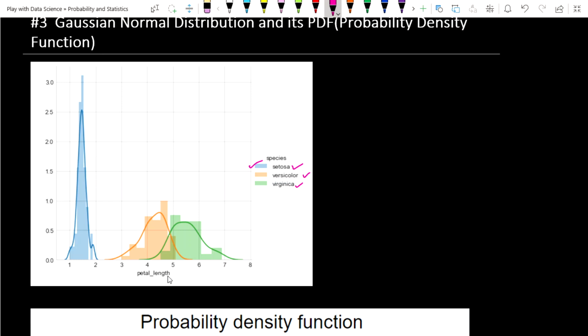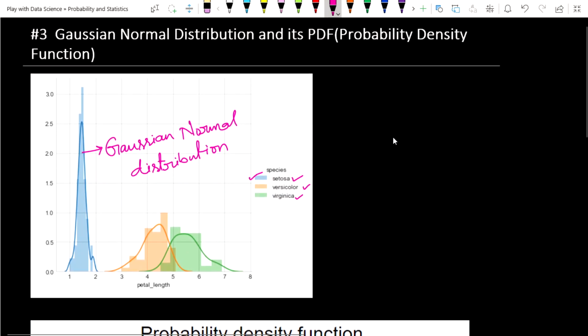Just see the petal length. I have drawn the petal length distribution functions. So this is a similar kind of Gaussian normal distribution function. Just see these pictures. This is the similar kind of Gaussian normal distribution function. Okay, so the Gaussian probability distribution functions look like this.